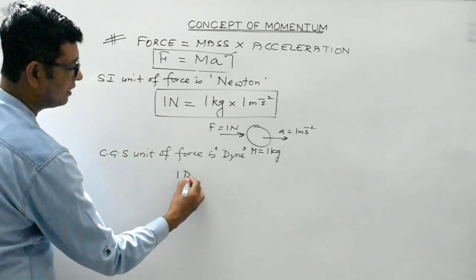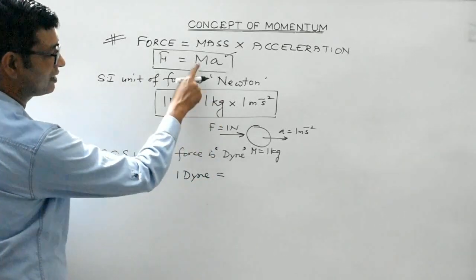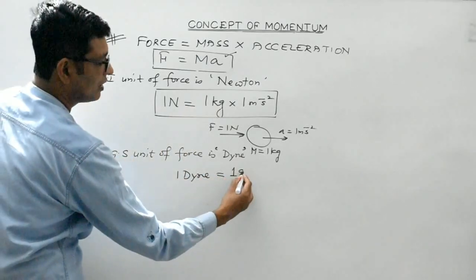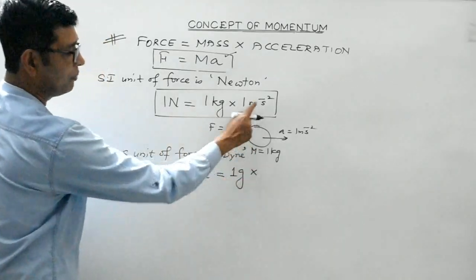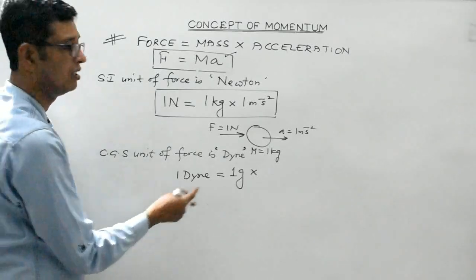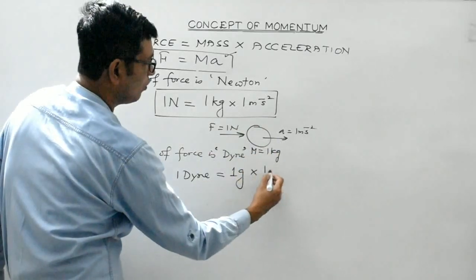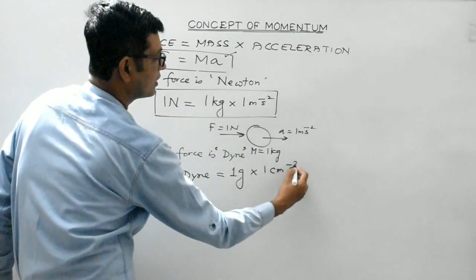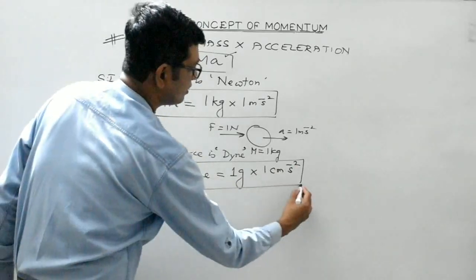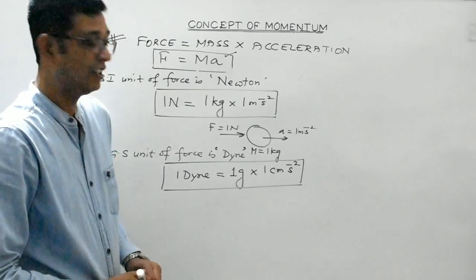So 1 dyne would be equal to, in place of kg, since in SI mass is measured in kg, in CGS mass is measured in gram, so it will be 1 gram. And in place of meter, distance in CGS is measured in centimeter. Time in both these systems is measured in second only. So we get 1 centimeter per second square. So this is the CGS unit of force. 1 dyne is equal to 1 gram multiplied by 1 centimeter per second square.